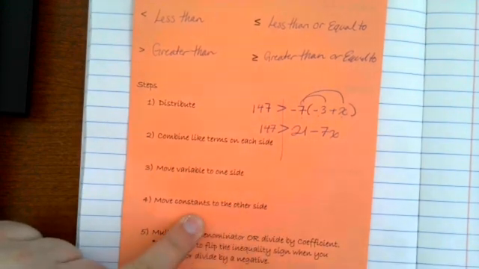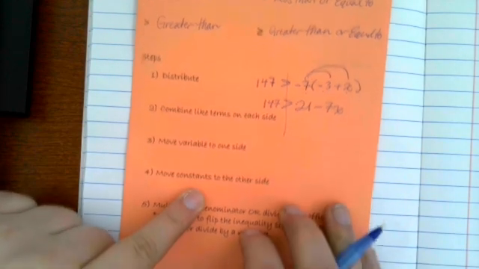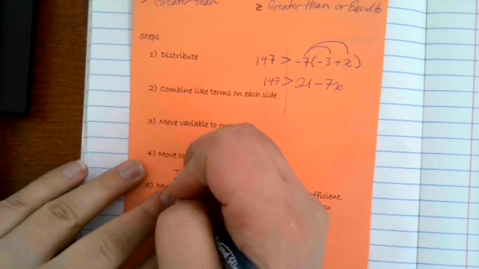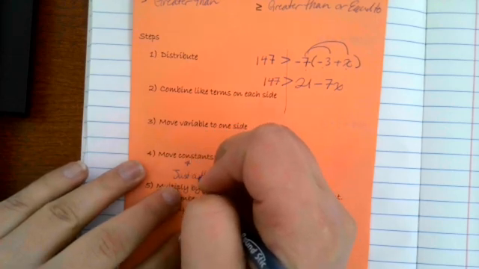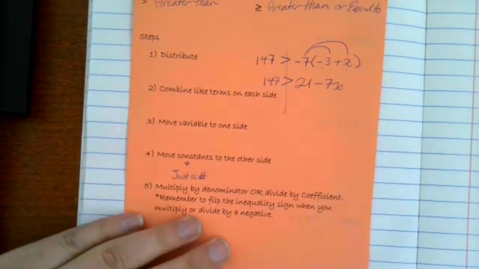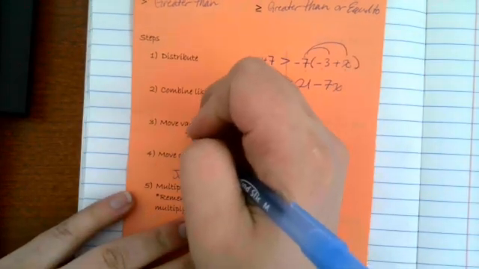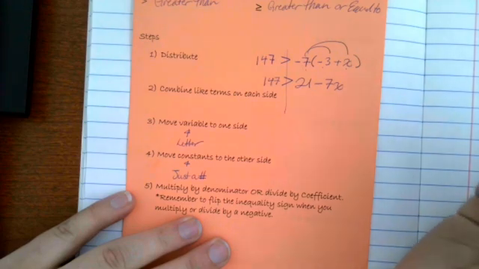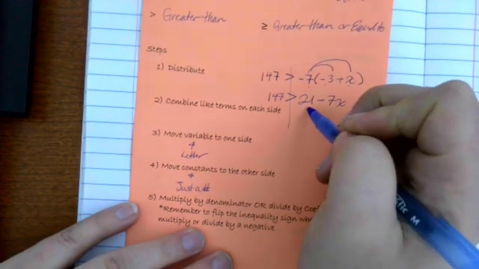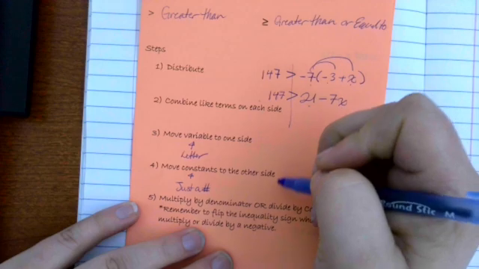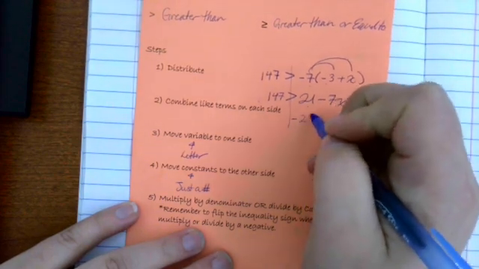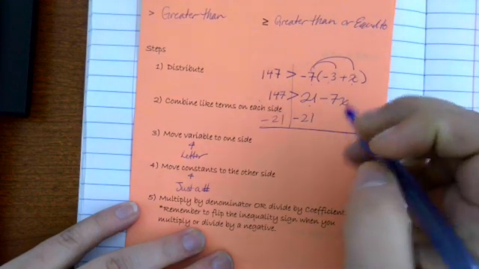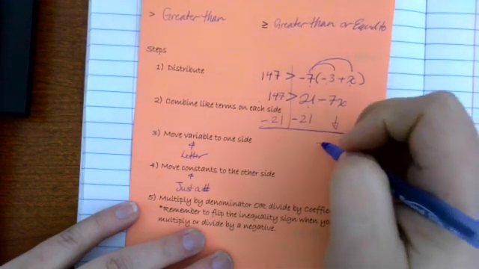Now we're going to move all the constants. Now here you might need to remember that a constant just means just a number. A variable is a letter. So we need to move this number to the other side. So I'm going to come down here. -21, -21, and I'm going to bring this all down. So the 7x comes down.